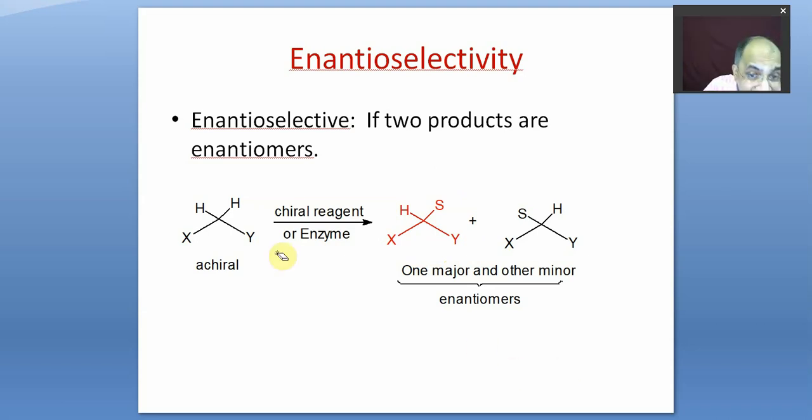So the reactant may not be chiral or may not have any stereo identity, but the products are stereoisomers. They are enantiomers, therefore enantioselective.